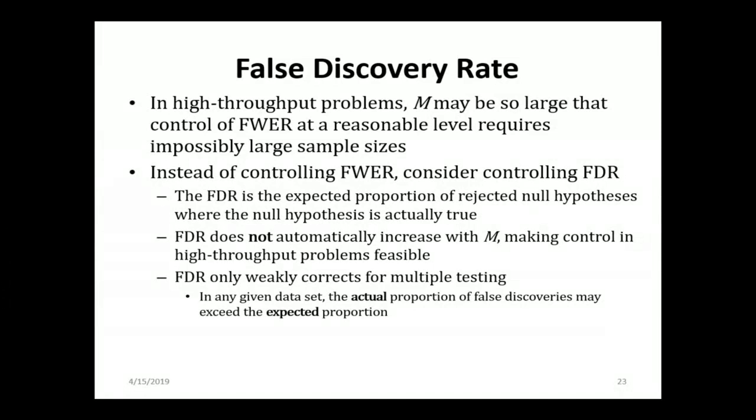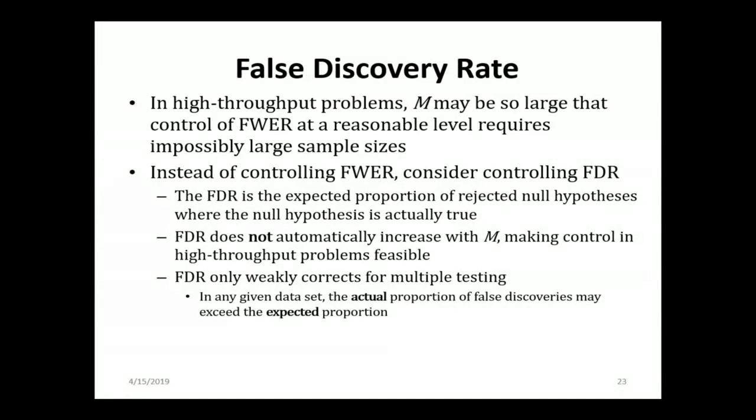What's nice about this definition is, A, it really does capture, in some sense, the group error rate. It's telling you something about your tendency to make errors of this kind, but it doesn't automatically increase with the number of tests you're doing. In the way that the family-wise error rate just explodes when you do more tests, the false discovery rate doesn't automatically increase with the number of tests. So you can do a huge number of tests and still potentially control the false discovery rate at a satisfactory level.